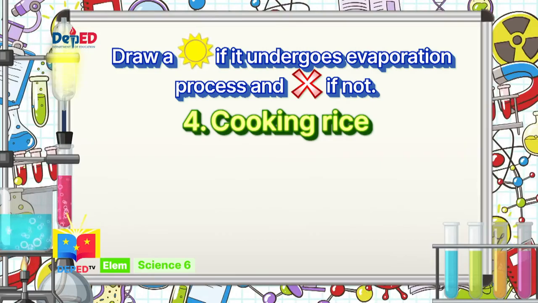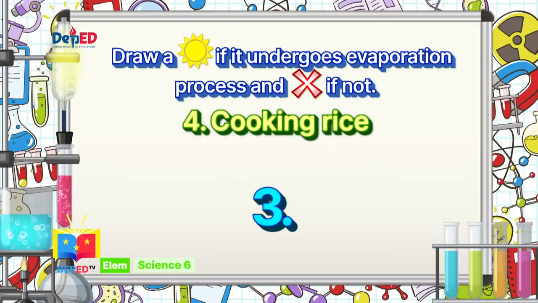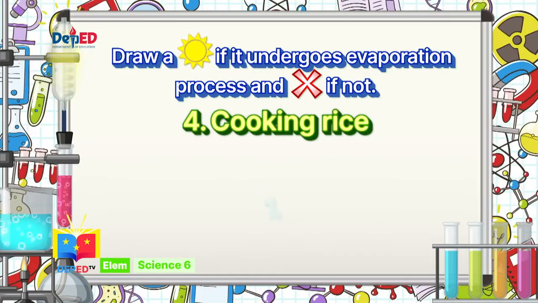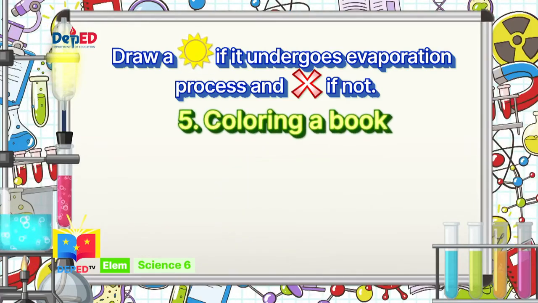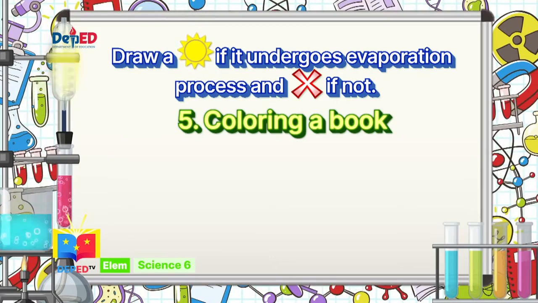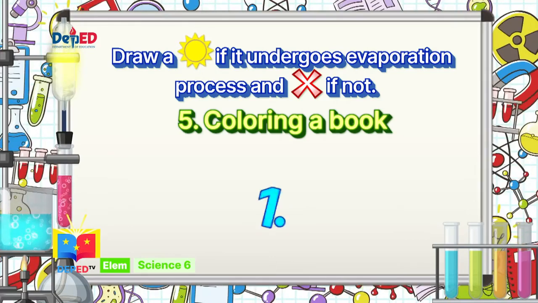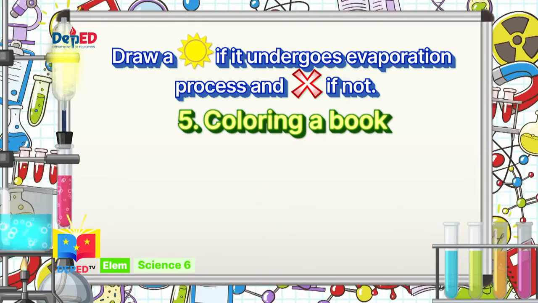Number 4. Cooking rice. The correct answer is sun. And number 5. Coloring a book. The correct answer is X.